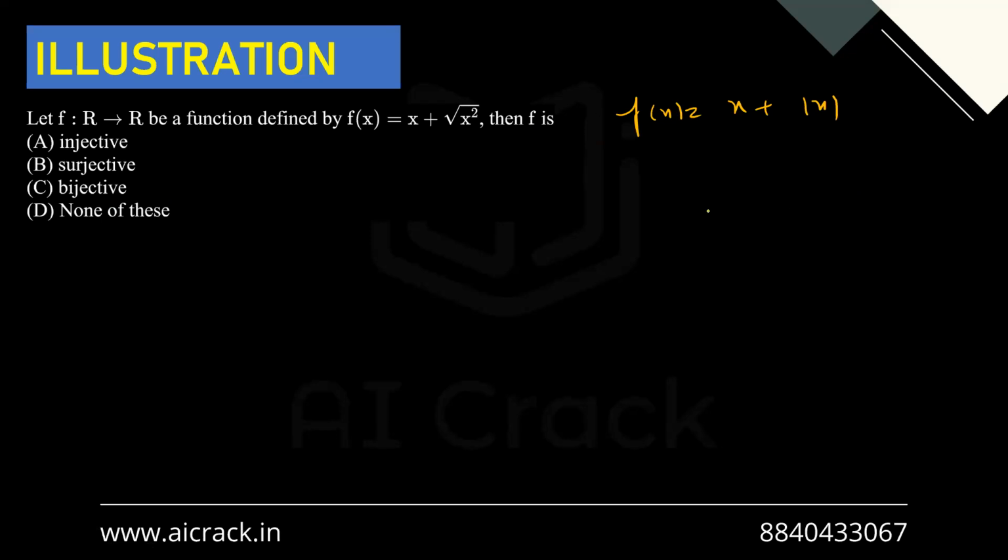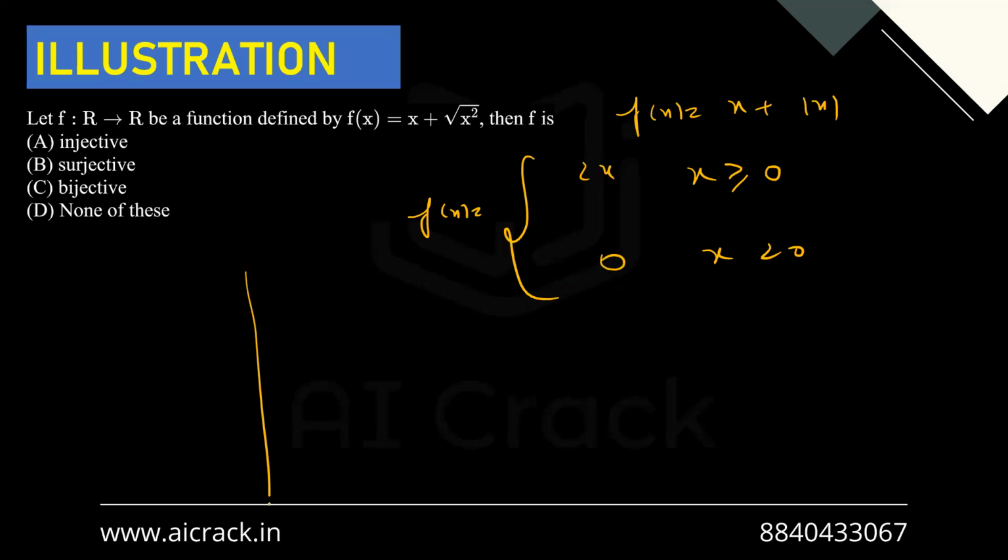So we have this function. Now we have to open up this modulus, right? So f(x) equals x plus x or x minus x: x plus x when x is greater than or equal to 0, and x minus x when x is less than 0, right? So eventually it becomes 2x and 0. Now if you plot it, 2x would look like this one and 0 would look like this one. So this is our function.